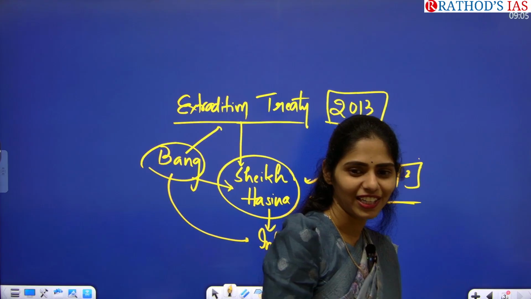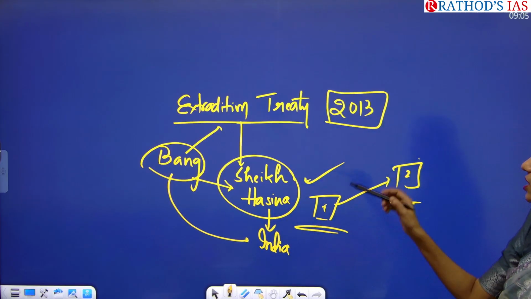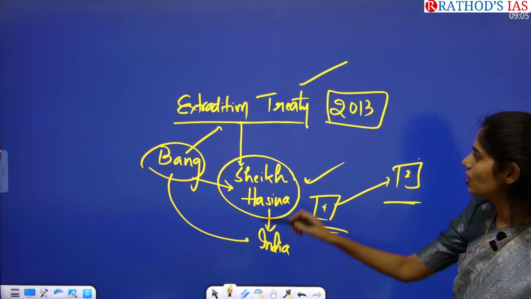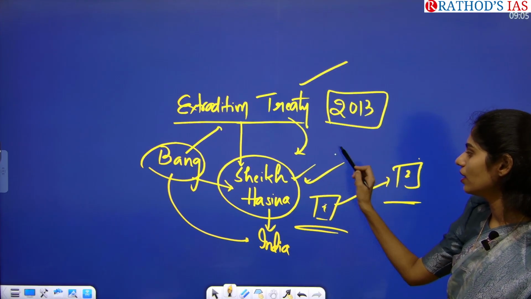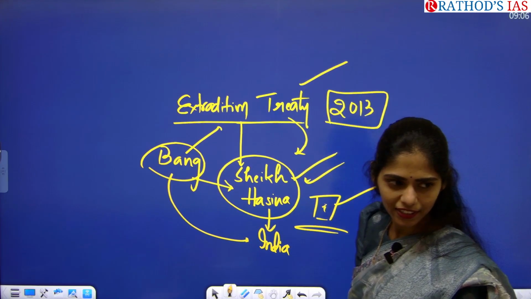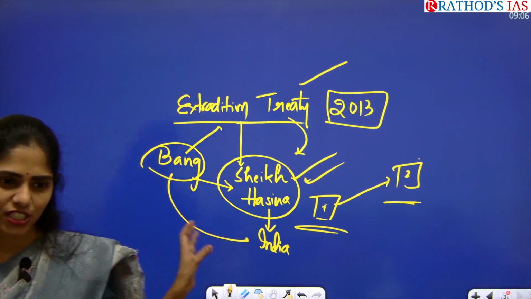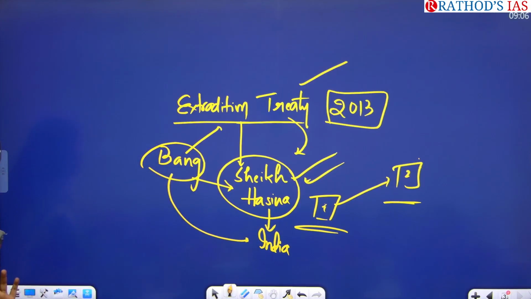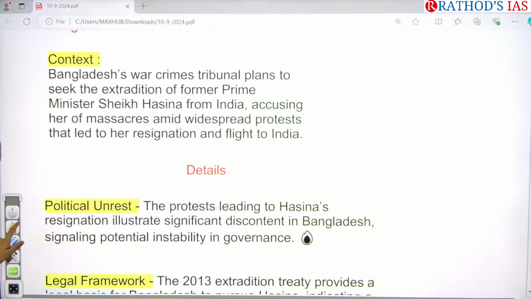Then why? What are the exemptions? Even in this extradition treaty there are some exemptions, under which India is not ready to send Sheikh Hasina to Bangladesh. But here you have to know what this treaty is about. You can get mains questions from this extradition treaty. Clear? Okay, what is this article?